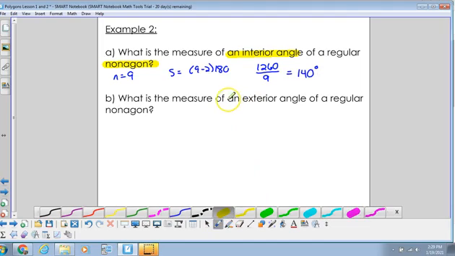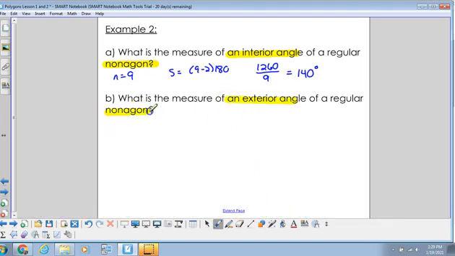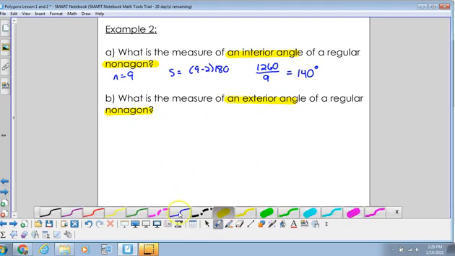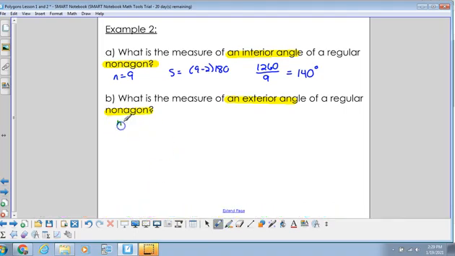Second part, what's the measure of an exterior angle of a regular nonagon? Okay, once again, nonagon, 9 sides. The exterior angle, the sum is 360. Divide by the 9 sides, and we get 40 degrees.